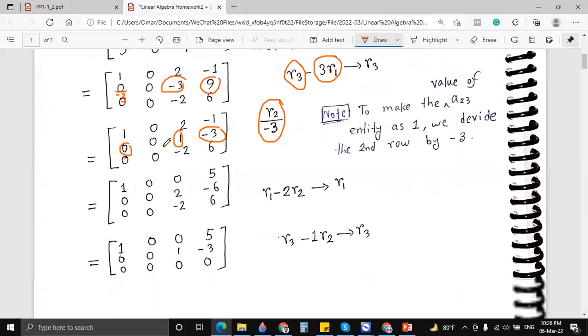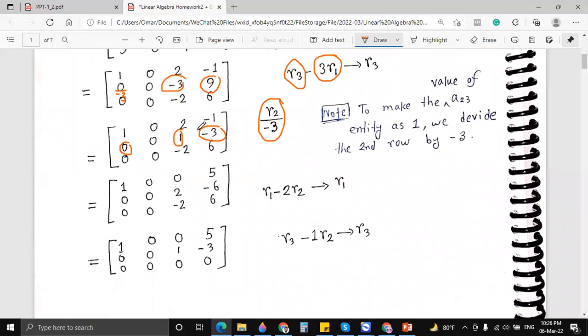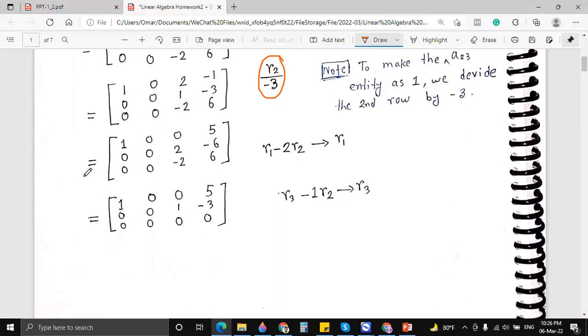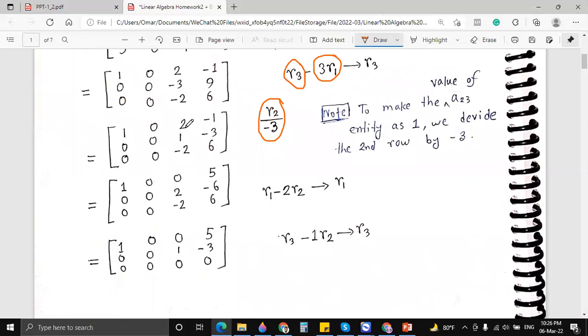So we don't make any change on any other entries. Okay, just this second row. Now let's see what happens next. So the next line, we want all the values below this pivot point as 0, right? That's why I multiply by 2. If I multiply 2 with the second row, then we will get 2 here, right?